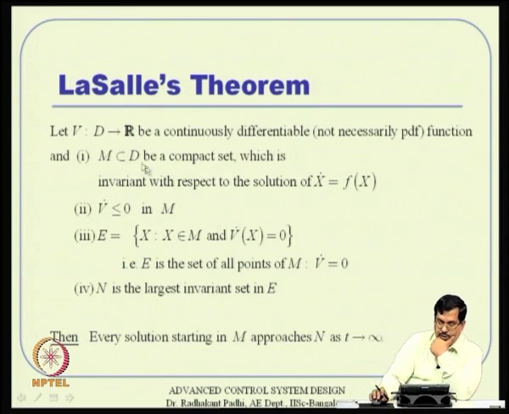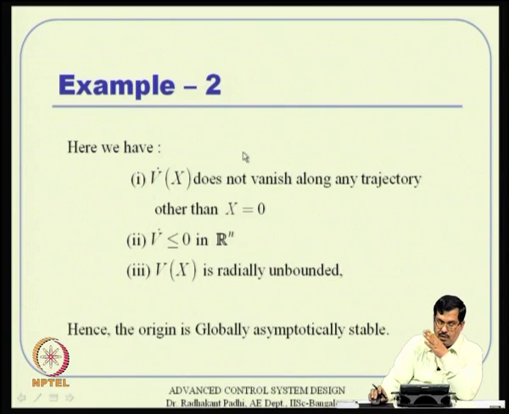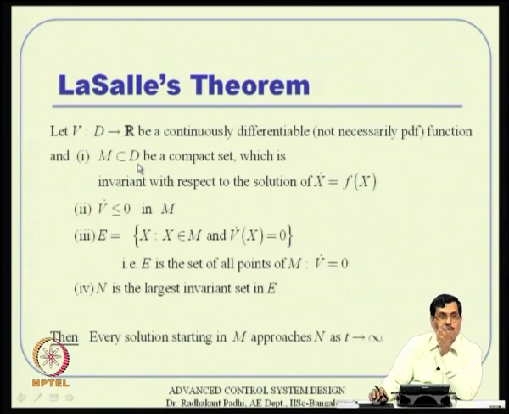Let us see that in brief. This V, which is defined from D to R, is continuously differentiable. Remember, this V of x that you are demanding in LaSalle's theorem only needs to be continuously differentiable. Positive definite functions happen to be continuously differentiable, but that is okay.